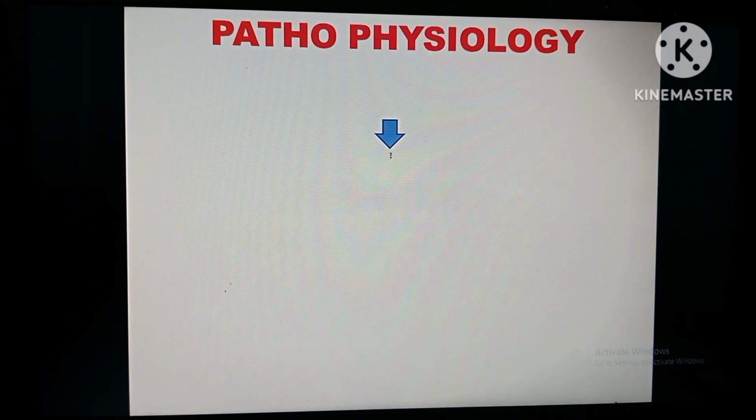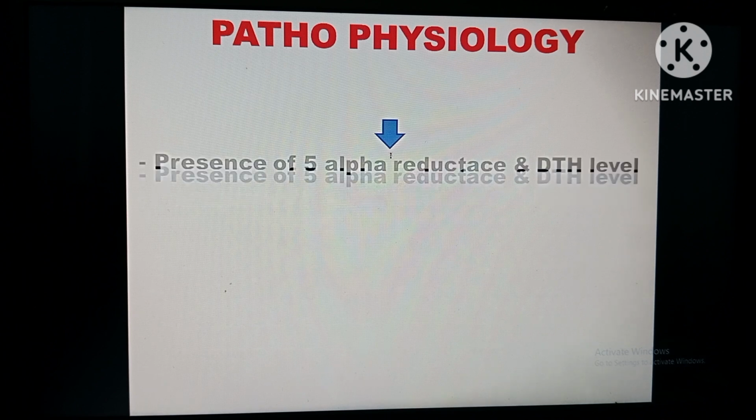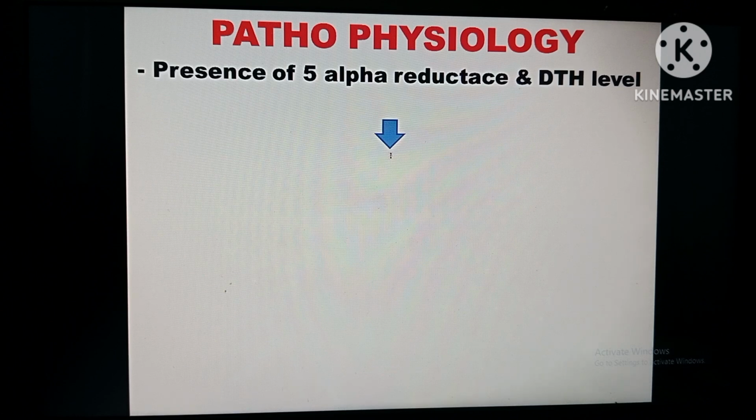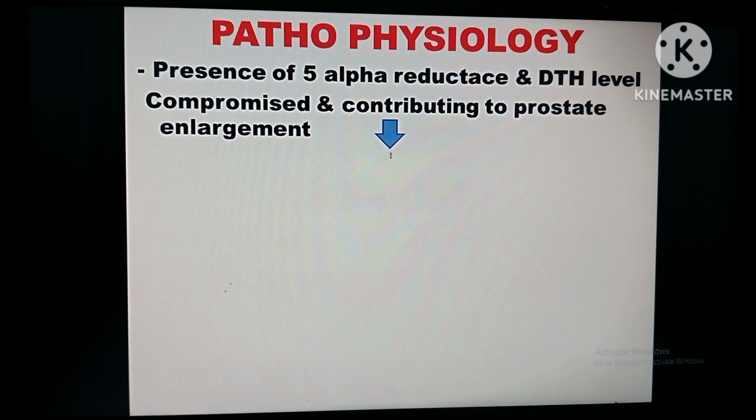So, let us see the pathophysiology. What does pathology mean? Disease condition. When disease occurs, physiology is how the normal function is altered. So, presence of 5-alpha reductase and DTH levels are compromised, contributing to prostate enlargement. I said these two enzymes are very important. They keep the prostate gland in a healthy condition. Then how do these two enzymes lead to BPH? See, these two enzymes, when the client was young, were also produced in the same amount.